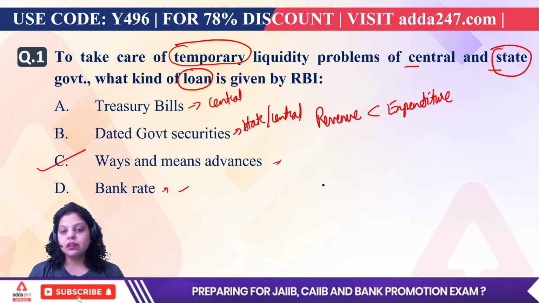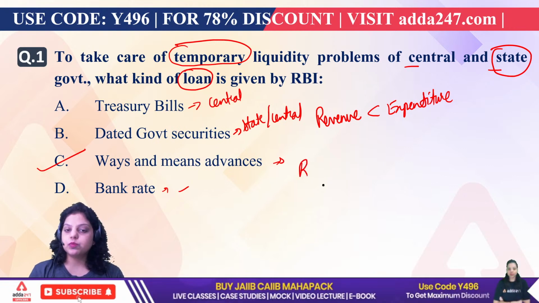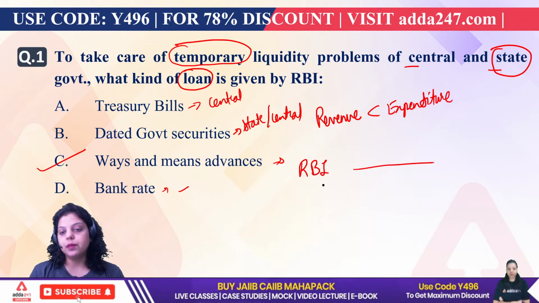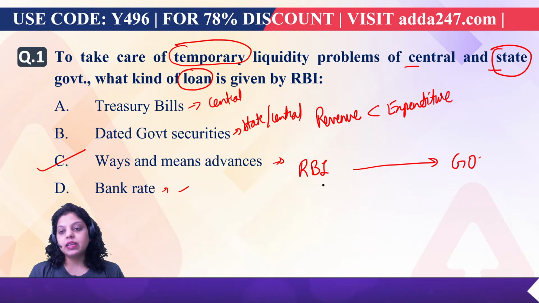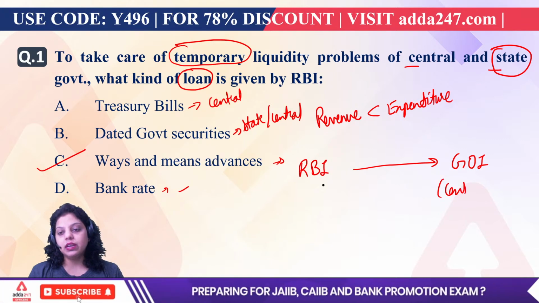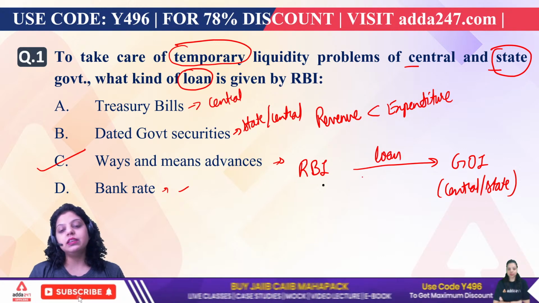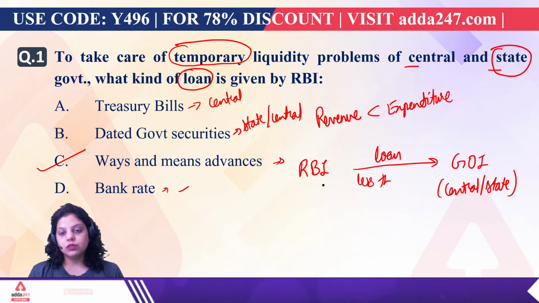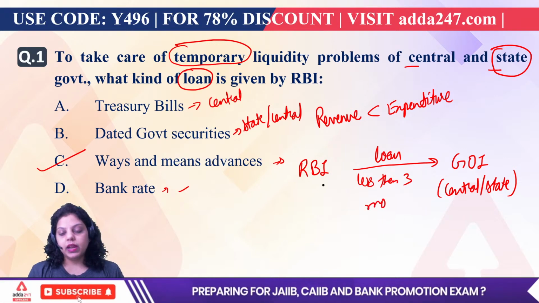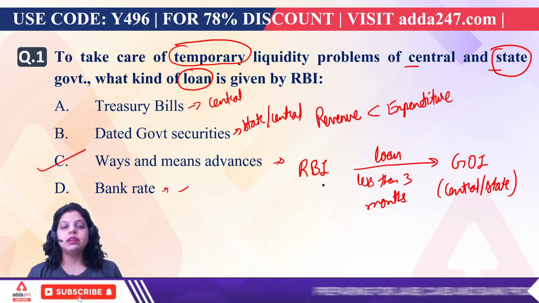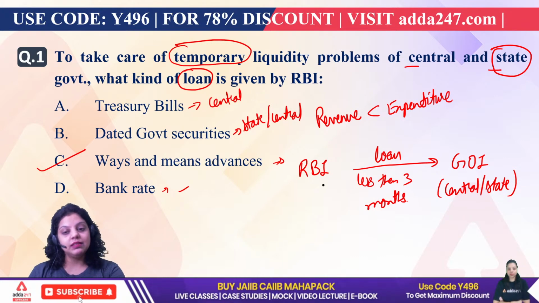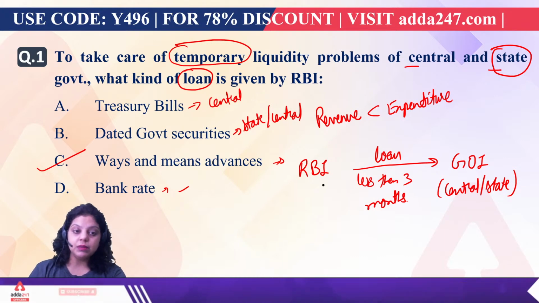So ways and means advances is simply a type of loan which is provided by the Reserve Bank of India to the Government of India. It can be the central government, it can be the state government, and the duration will be less than 3 months. So when RBI is giving a loan to the Government of India, meaning central government and state government, for less than 3 months, that will be covered under ways and means advances.